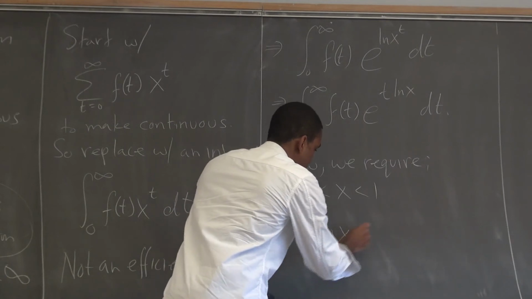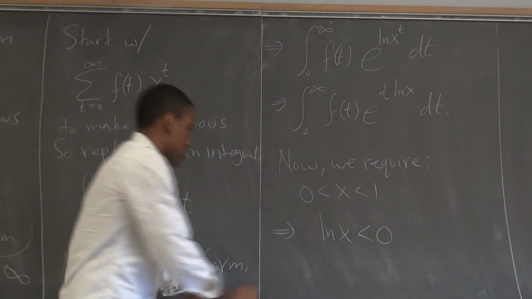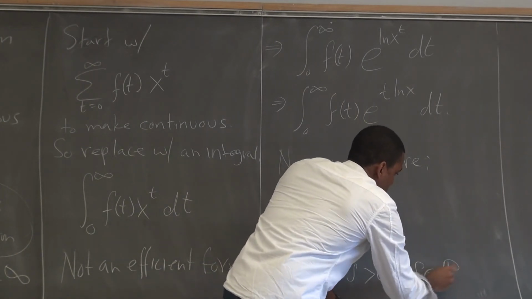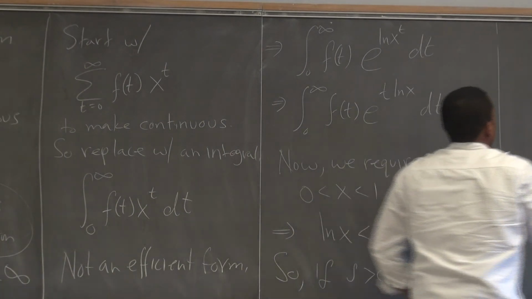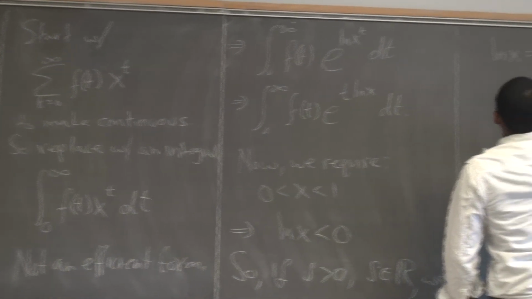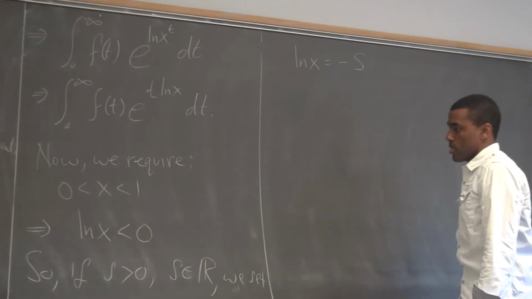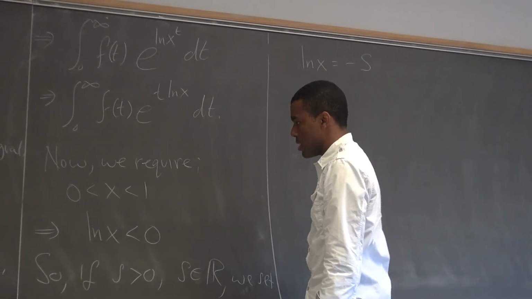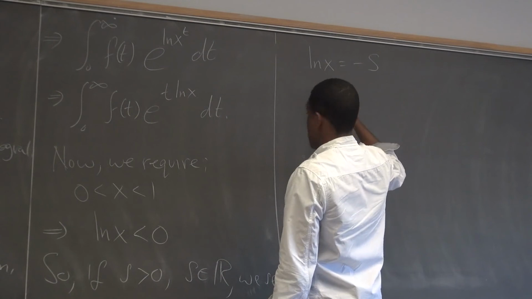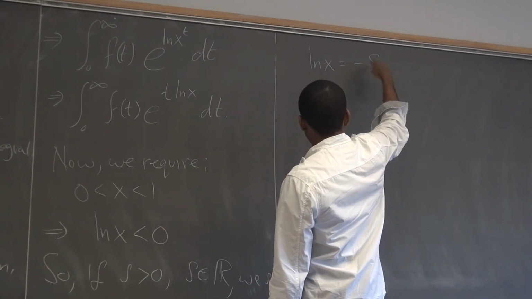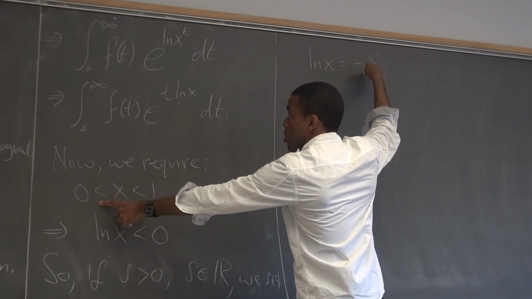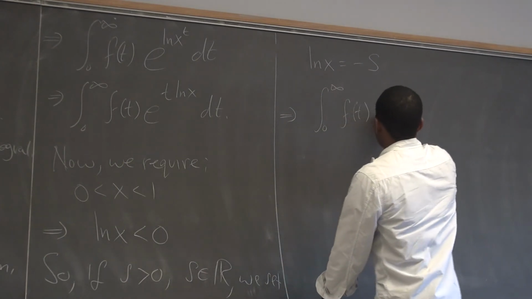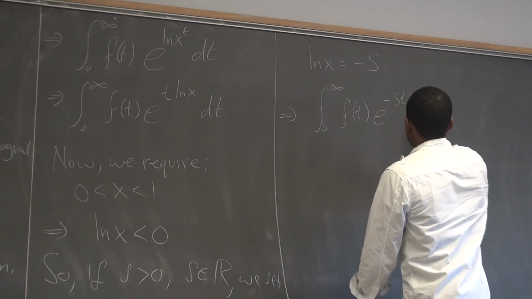This makes ln x negative, right? So if s is a positive number, where s is a real number, we set ln x equals minus s. So I'm going to change the variable here, because having the ln x here looks messy. So I replace ln x with another variable. I define this variable to be positive, so that I know that ln x is negative because my x is between 0 and 1. So this gives me the integral from 0 to infinity of t e to the minus st dt.